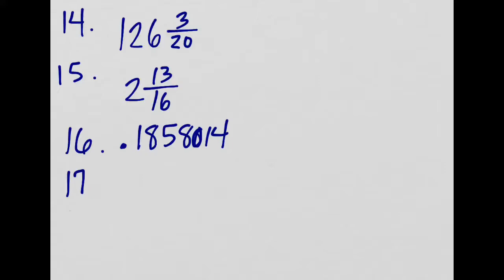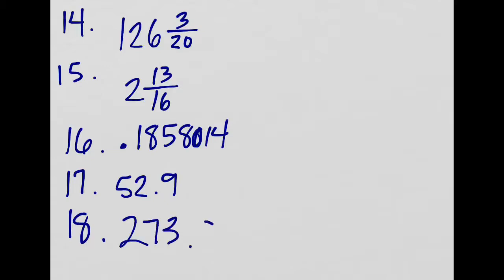0.1858014. Number 17, you should get 52.9. And number 18, you should get 273.9412. Okay, those last three you should have tried without a calculator. Alrighty, word problems. There's just two of these, and we're almost there.